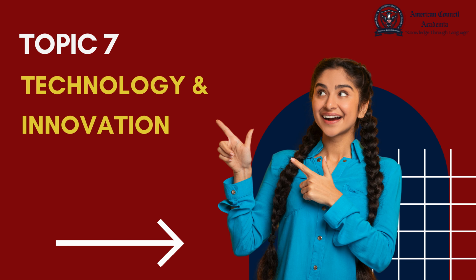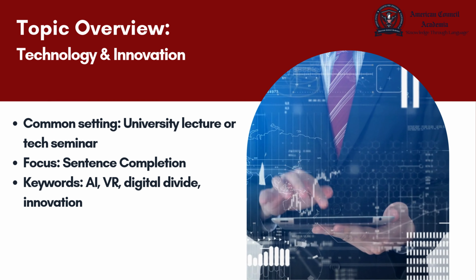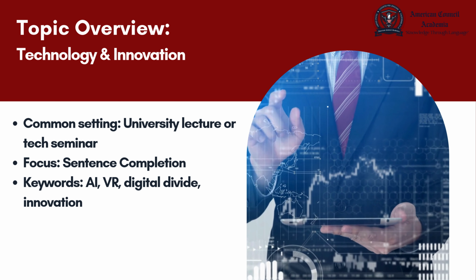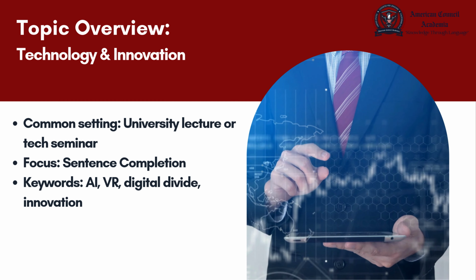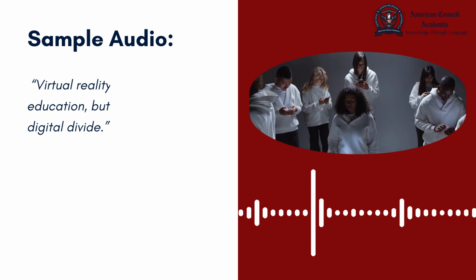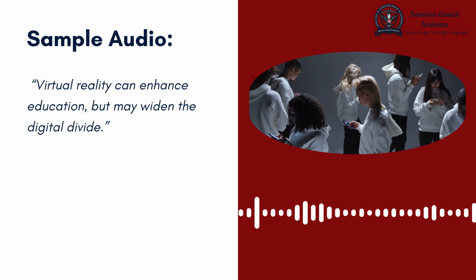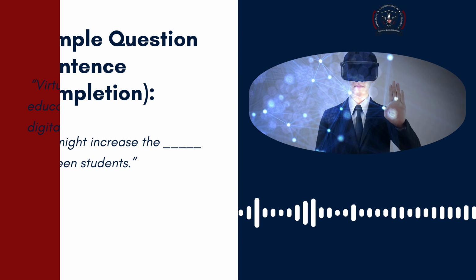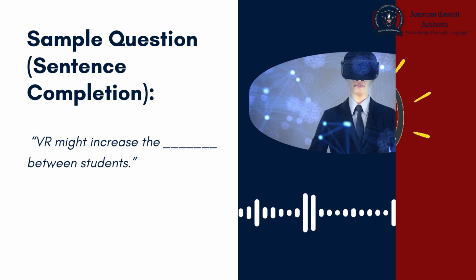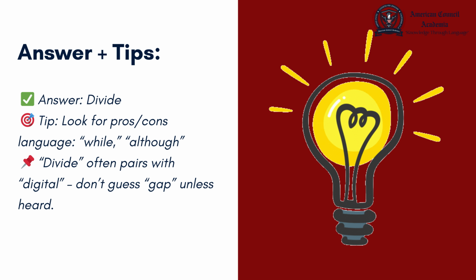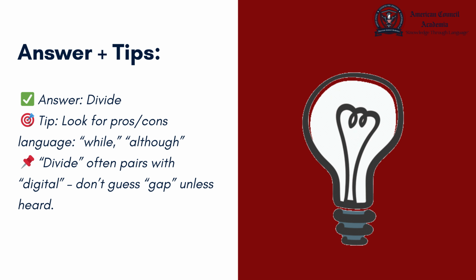Topic 7, technology and innovation, brings you into tech seminars or lectures, with sentence completion questions. Keywords include AI, VR, digital divide, and innovation. You might hear, Virtual reality can enhance education, but may widen the digital divide. A typical question could be, VR might increase the blank between students. The answer is divide. Watch for contrast words like but or although, they often carry the answer.